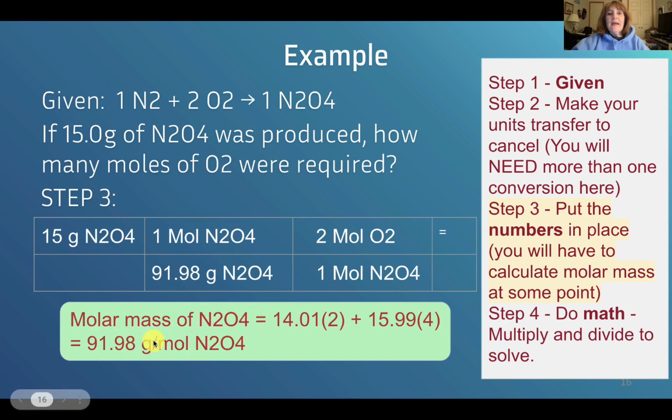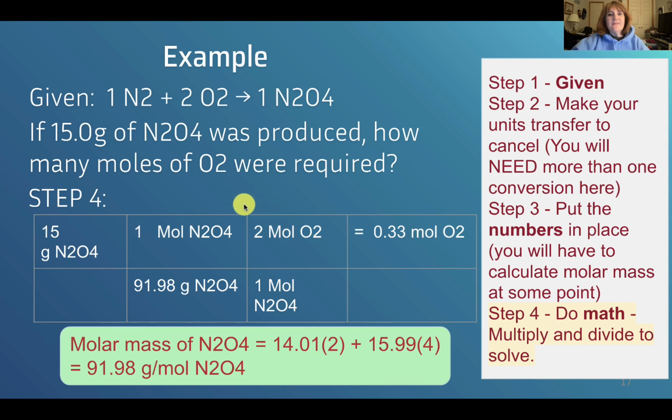Then fill in the corresponding numbers. We find the molar mass of N2O4 is 91.98 grams per mole. We also find from the balanced chemical equation that 2 moles of O2 go with 1 mole of N2O4. Finally, then we do the math. Multiply across the top, divide across the bottom, and we get a final answer of 0.33 mole of O2 were required to produce 15 grams of N2O4.